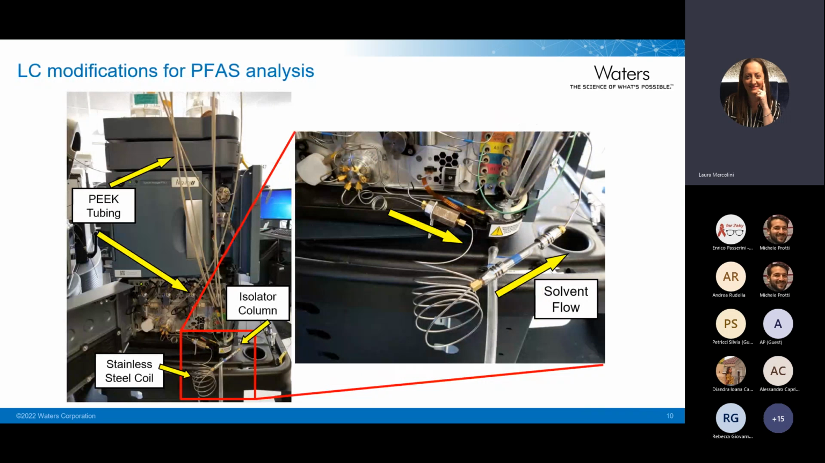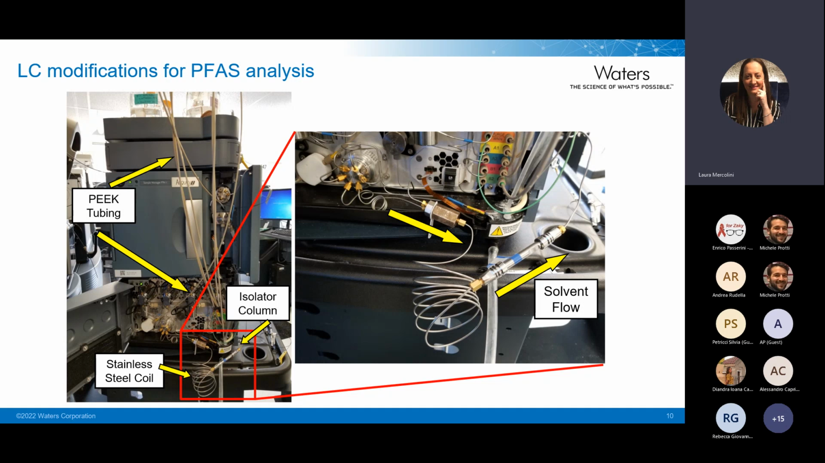And why do we need to modify the LC for PFAS analysis? PFAS are ubiquitous contaminants, and we need to trap the systemic PFAS before the injector.